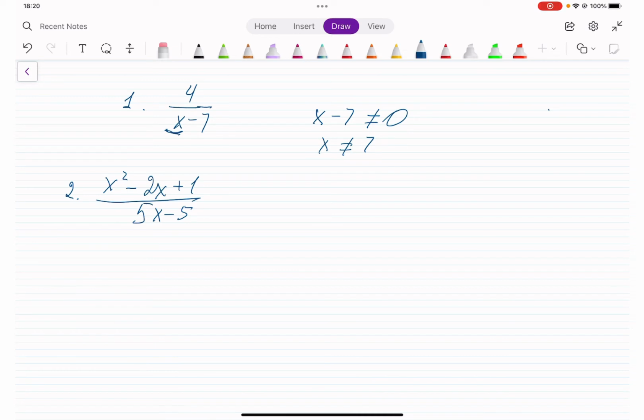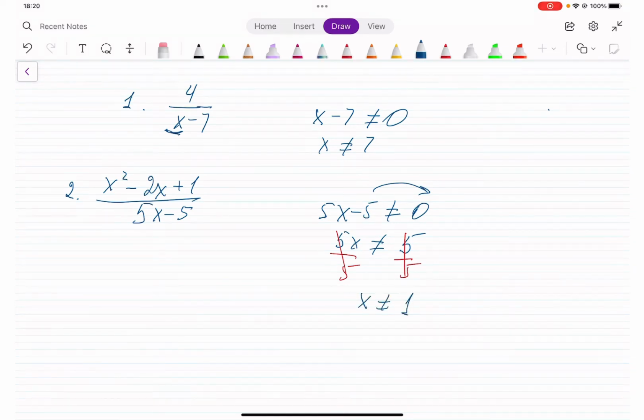Well, before I do any simplification, I can write down that 5x minus 5 cannot be equal to 0, right? So from here, 5x cannot be equal to 5. I move this over here, flipping the sign, and I need to divide both sides by 5. Cancel, cancel. And my x cannot be equal to 1.